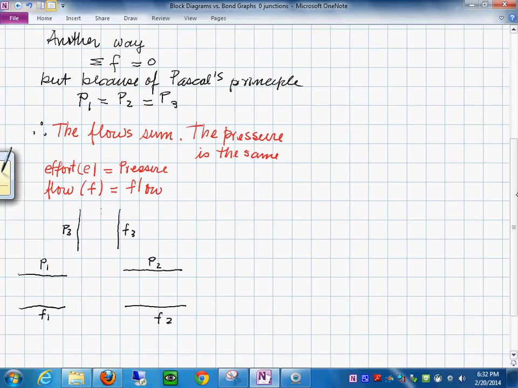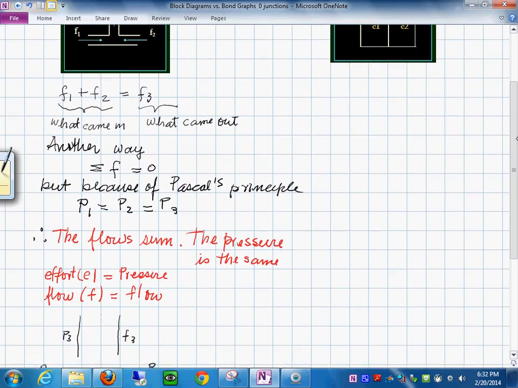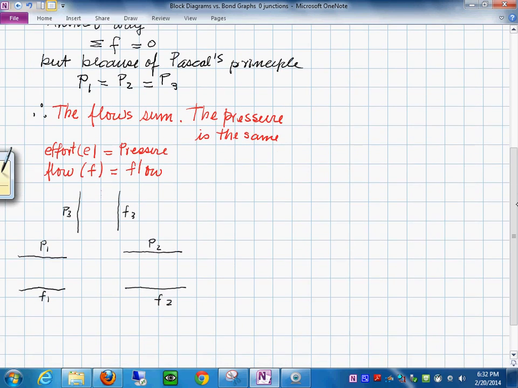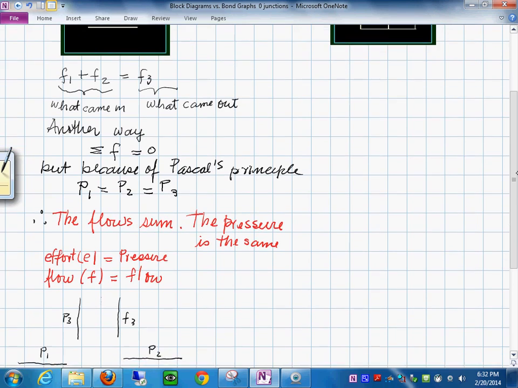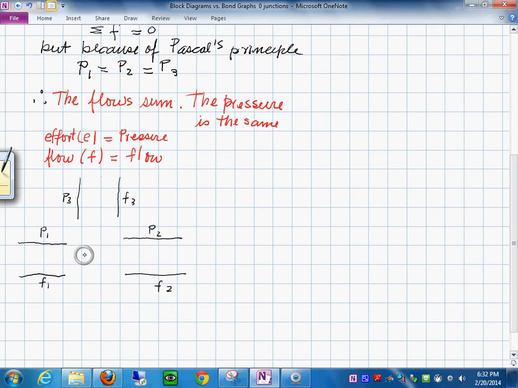But you see, how is it connected? It says that F1 plus F2 is equal to F sub 3. And also it says that P1, P2, and P sub 3 are the same. So why don't we do this? If these are the same, I just connect it like that. If you go in here, this is going to have a summation point. And then you have in here, like this.